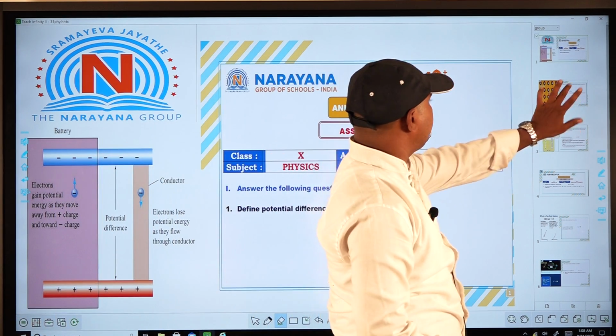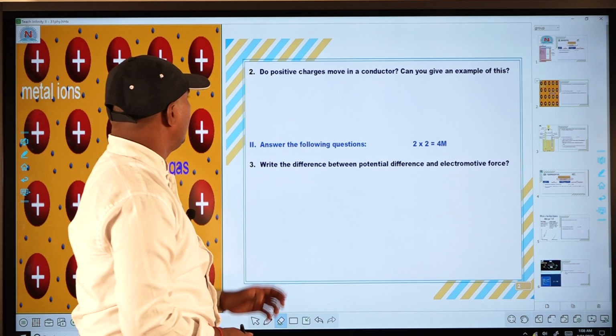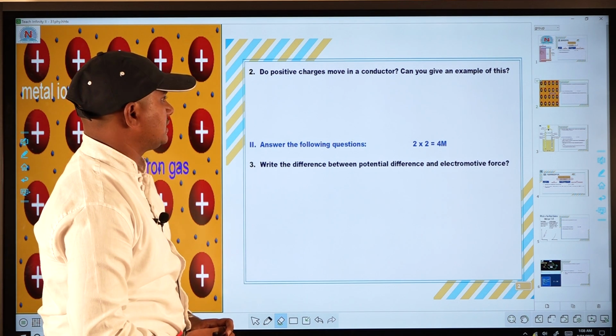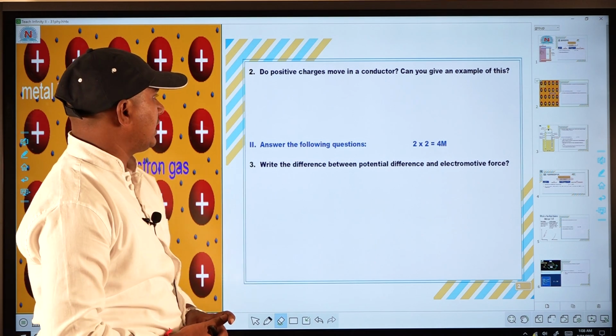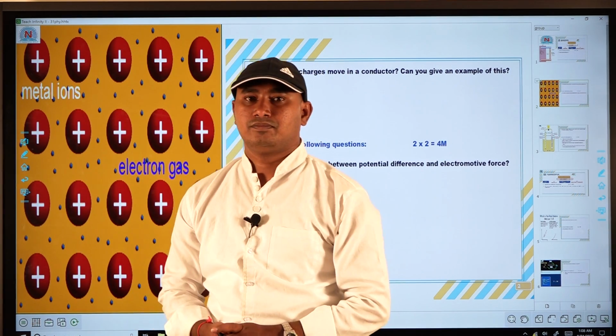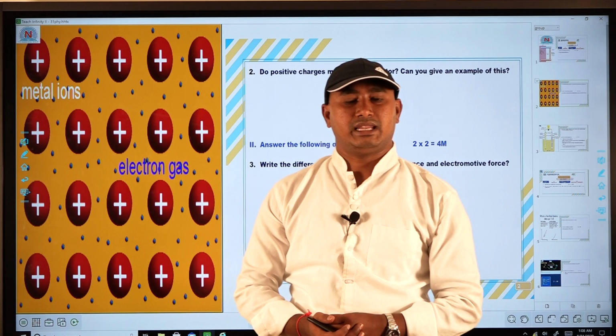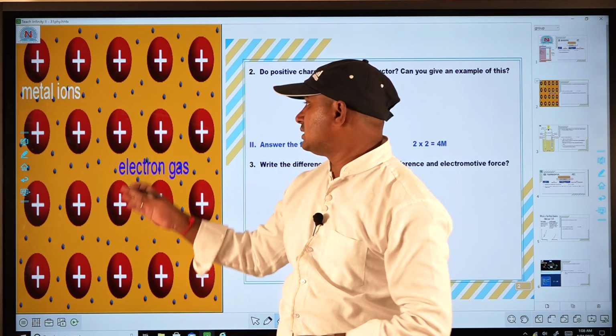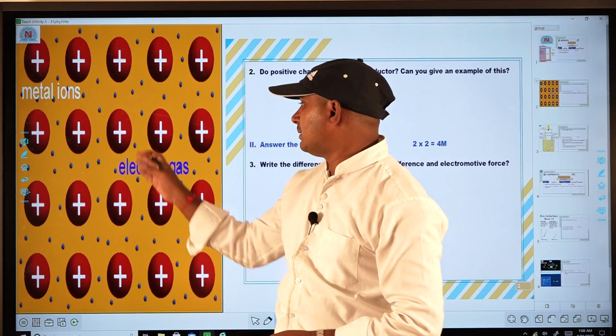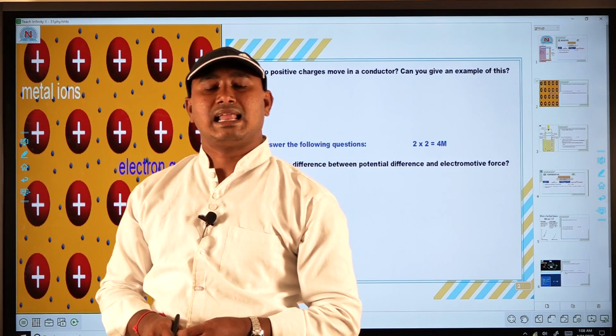See the question here. The question is, do positive charges move in a conductor? Can you give an example of this? So, do positive charges move in a conductor? No. You know very well the Drude-Lorentz theory. According to this theory, the positive ions are fixed in a particular place. That position is known as the lattice.